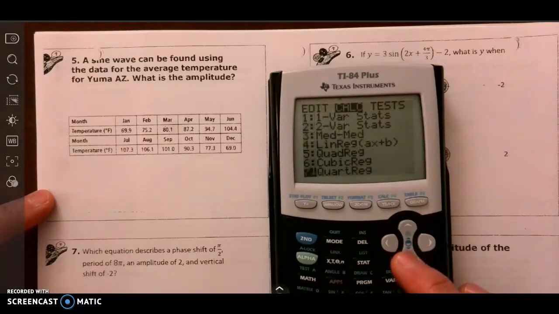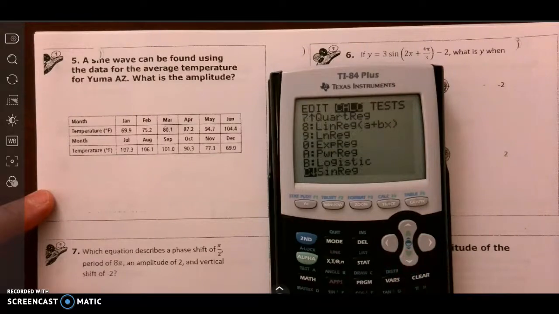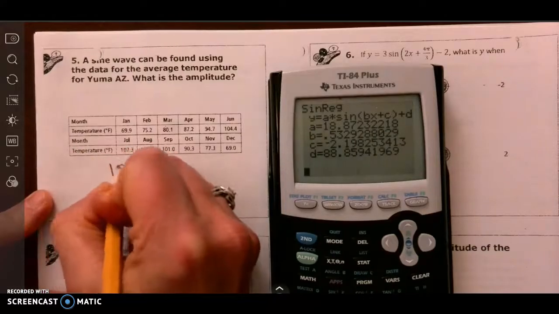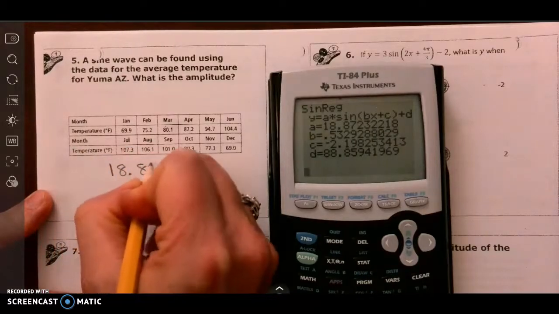I'm going to arrow down till I get to sine wave. There it is. And the amplitude is the A value. So 18.87.